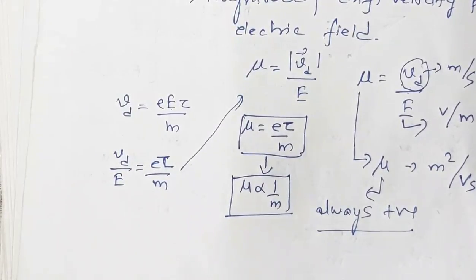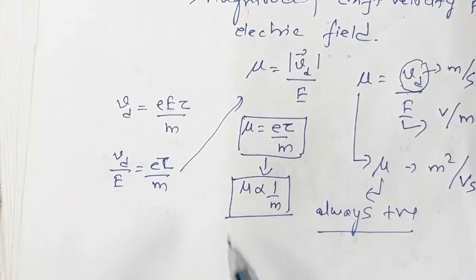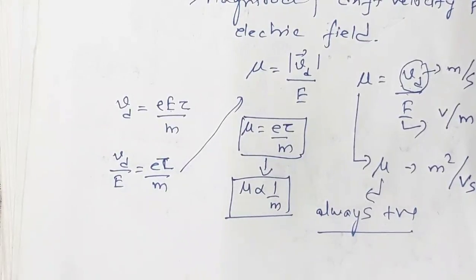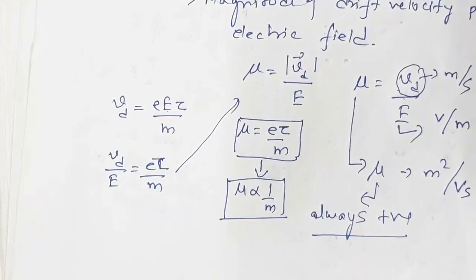Mobility of electrons is far greater than mobility of holes. Electrons are the charge carriers in conductors, holes are the charge carriers in semiconductors. That we will study in the chapter on semiconductor electronics. So these are a few basic things related to drift velocity, mobility, Ohm's law and resistance.